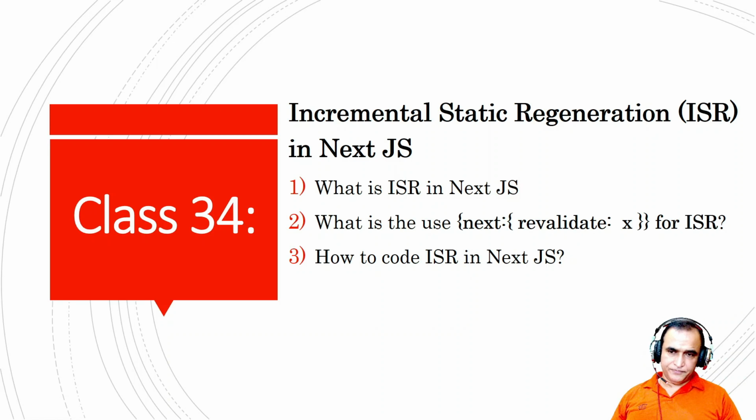But in case of incremental static regeneration, after a certain time the particular URL or particular route revalidates, and in the process of revalidation all the pre-rendered pages are generated again. Means the process of generating an HTML page on the server side happens automatically after the revalidation time is over, and this process executes automatically in the background without giving any information.